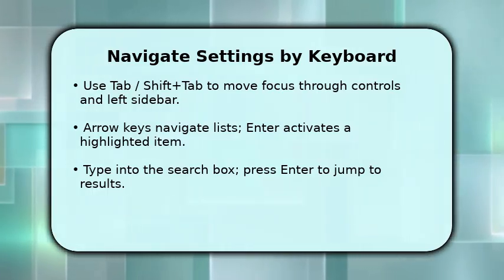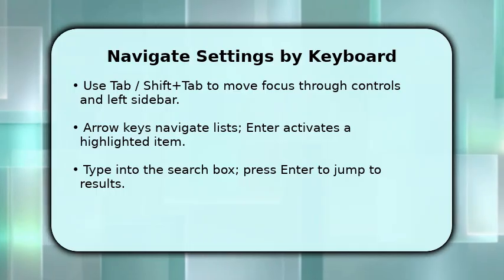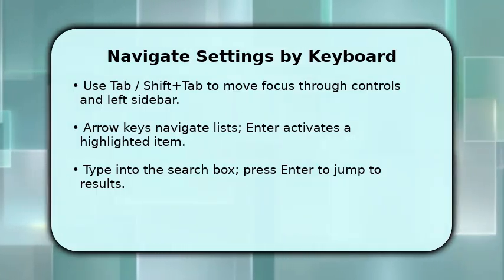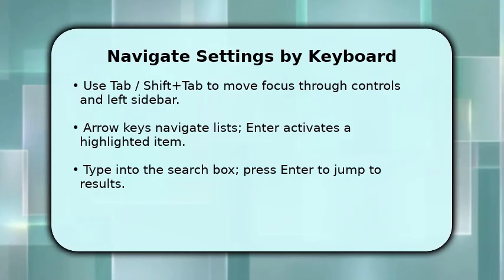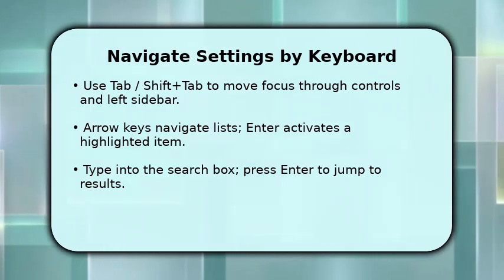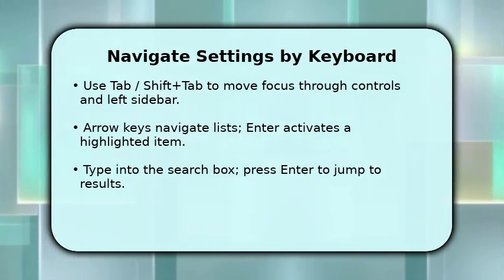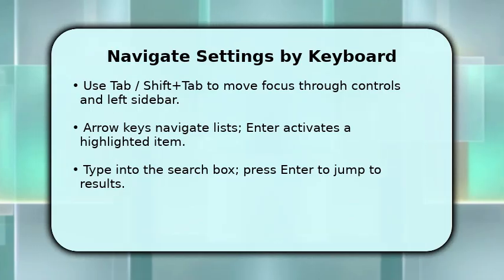Arrow keys let you move inside lists and expand sections, and pressing Enter opens the focused option. Make sure to press Home or End to jump to the top or bottom of lists when long. If you need a specific option fast, press Ctrl plus F or Tab until the search field is focused. Type a keyword, and press Enter to jump.